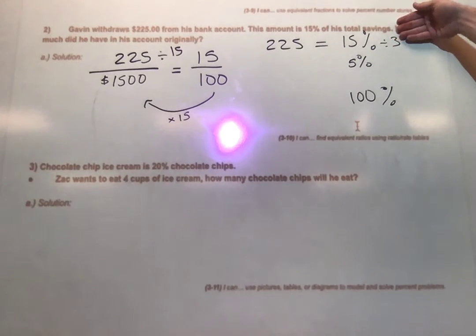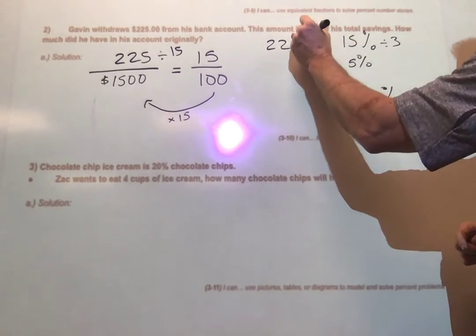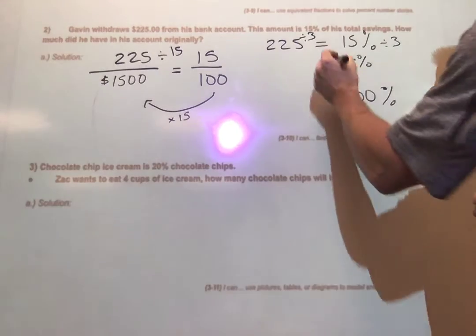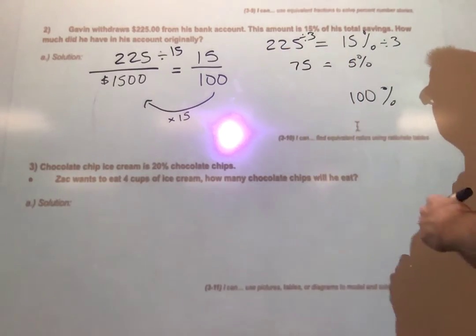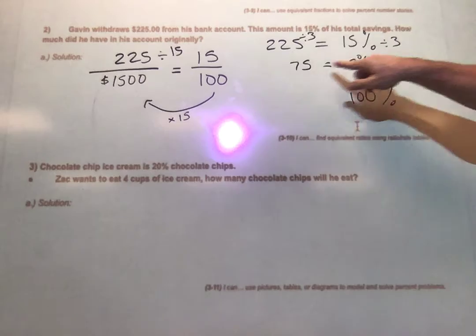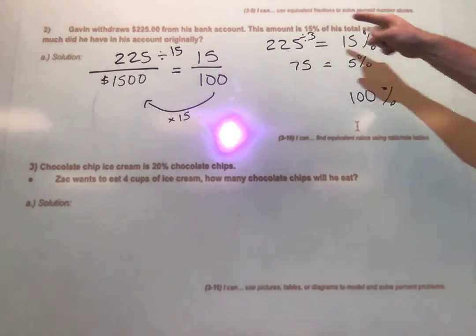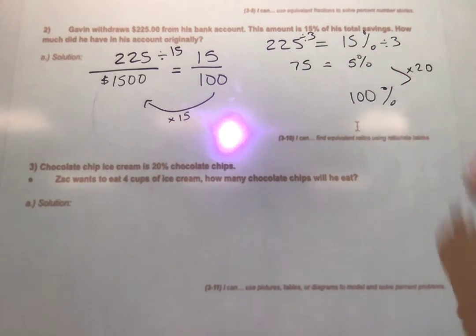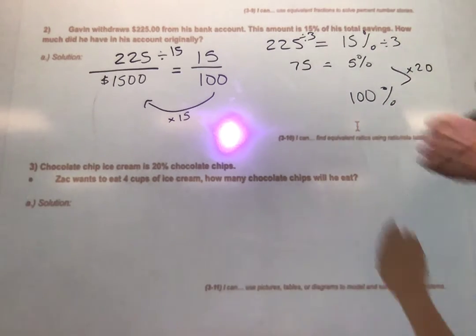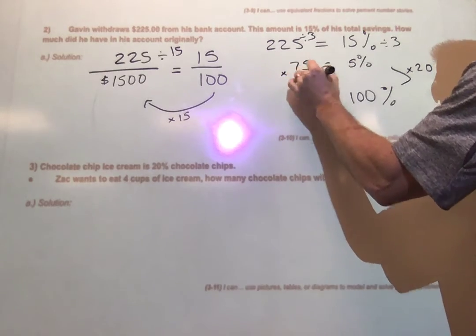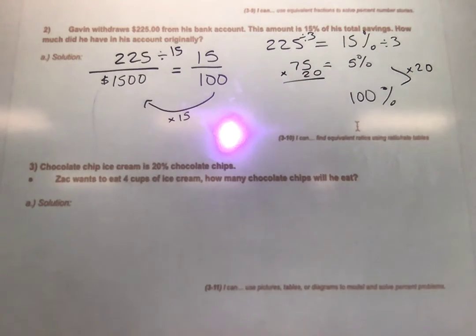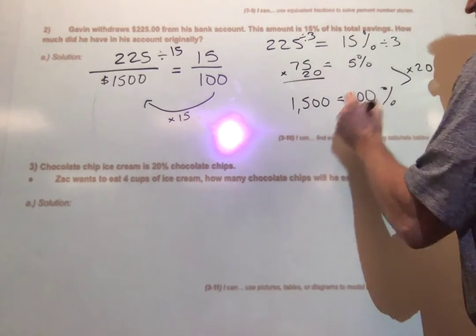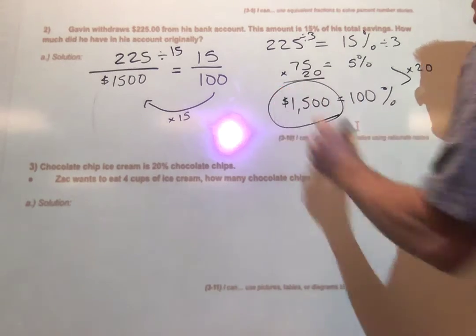So if I divide this by 3, this side I must divide by 3. If I take 225 divided by 3, you'll get 75. So that tells me 5% is $75, because 15% was 225. Now I can easily get this to 100% by taking this times 20. So I must do this 20 times. If I take 75 times 20, you will get 1,500. So 100% of his money is $1,500.